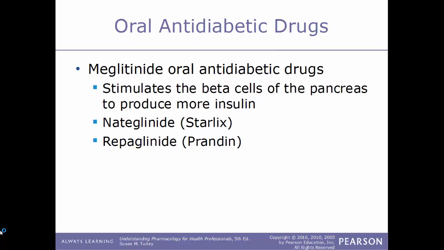The other type of oral antidiabetic medication are the meglitinides. And these act by stimulating the beta cells of the pancreas to produce more insulin. Some examples of this class of drug would be nateglinide, also known by the trade name Starlix, and repaglinide, also known by the trade name Prandin.